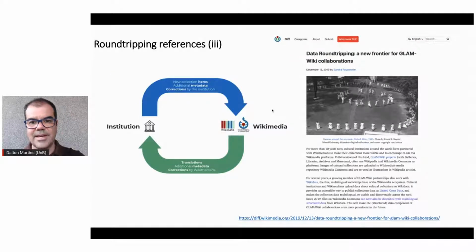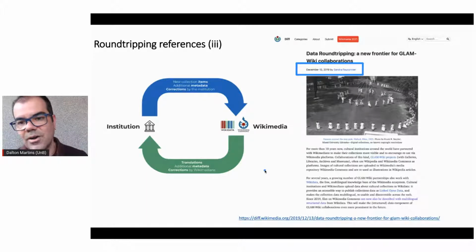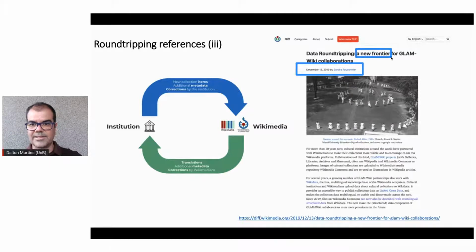Another one is not a scientific paper, it's a blog post, but very important for us too, made by Sandra Falconier in 2019. In this blog post, she discusses round tripping, which she calls a new frontier for GLAM-Wiki collaborations, a very, very inspiring vision for us. And in this blog post, she uses another diagram, which is available to take a look at in Commons. It's the same idea, presented in a different way.